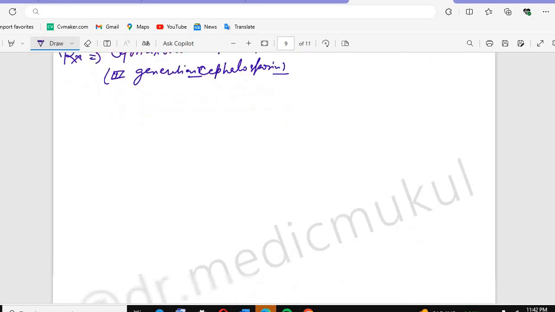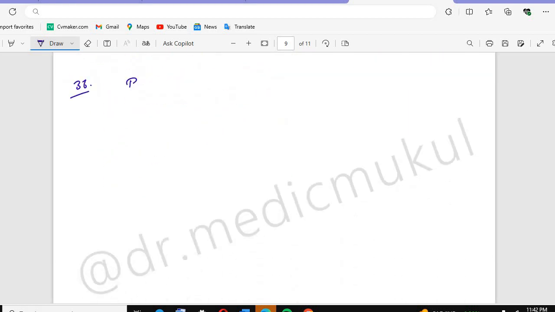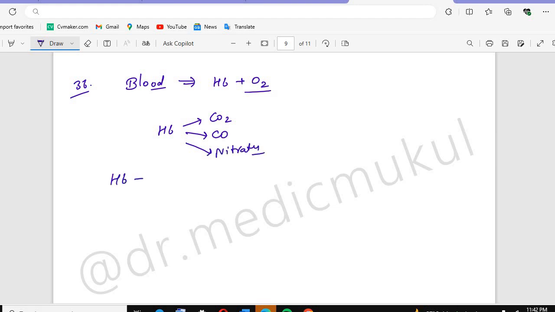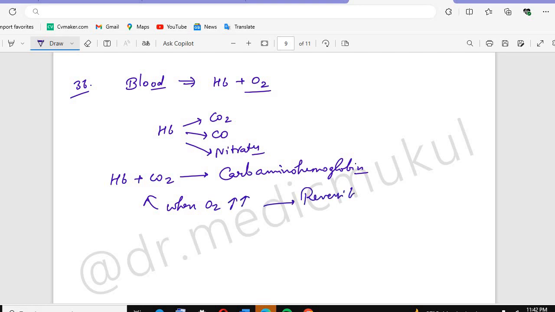So what you will see here in this question, in blood you will see hemoglobin plus oxygen. Usually hemoglobin combines with oxygen, but hemoglobin can also combine with carbon dioxide, hemoglobin can also combine with carbon monoxide, hemoglobin can also combine with nitrates. If hemoglobin combines with carbon dioxide, we call this condition carbaminohemoglobin. And this is a reversible condition, when there is more oxygen, when the amount of oxygen is increased, this will be reversed, like oxygen will bind with the hemoglobin.